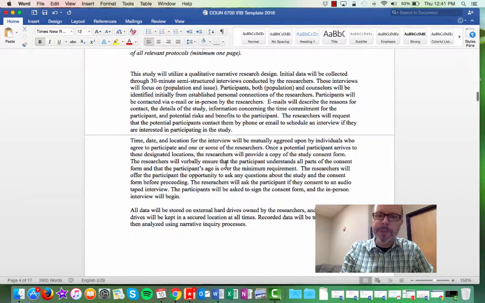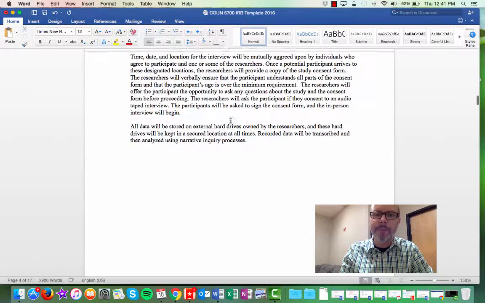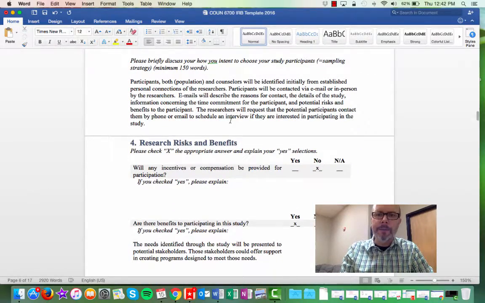All right, the procedures, I've written it out for you. This should be fine for what all of you are doing. So again, just look for places where you need to plug in the population or the issue that the population is dealing with. I think there are a couple in here, so just be looking for that to change that for your particular group. All right, here's how you will be sampling, which is also actually in the procedures. So there is some redundancy at different times throughout this application.